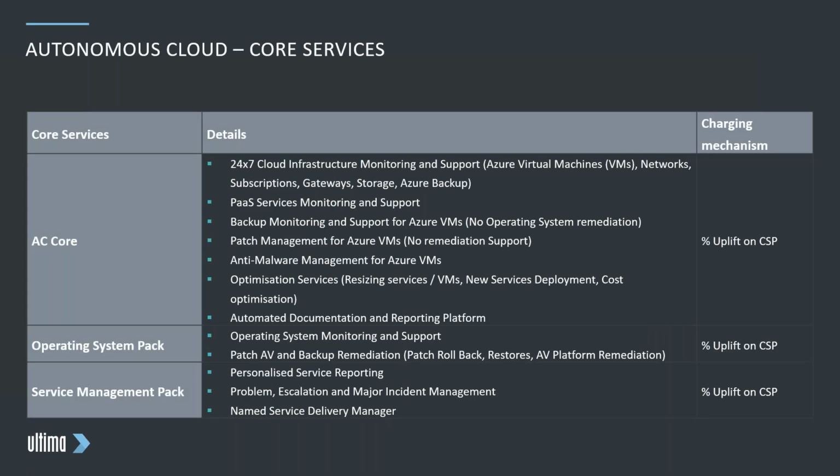When we talk about the actual service itself, we break it into two different sections. There's what we call the core services, and there are optional additional services that sit on top of it. The base level is Autonomous Cloud Core. This is designed to be effectively the platform automation piece. So we're not going in and remediating within OSs at this point. It's purely Azure platform management.